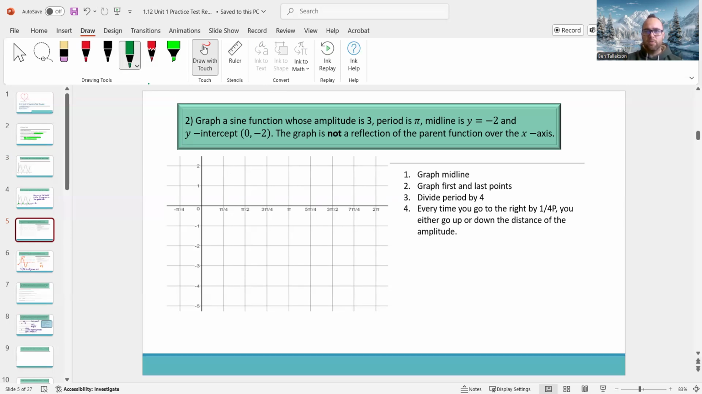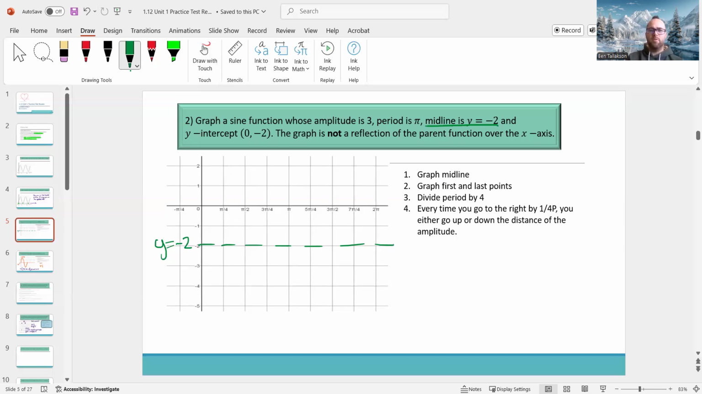Let's look through here for midline. Midline is y equals -2. Midline is a line. A line has an equation. Let's draw it and label it. Midline is done, so I'm going to underline it. And let's make that look a little better. Okay, what do we do next?